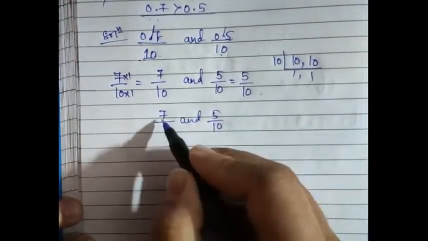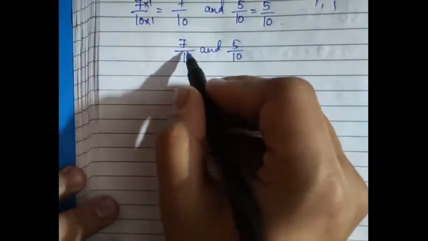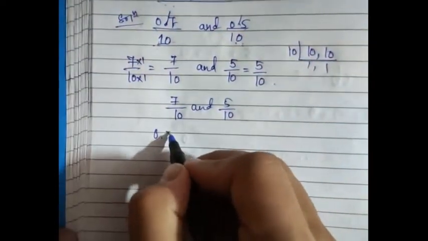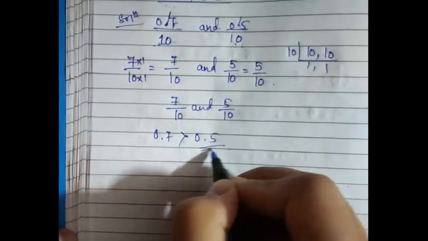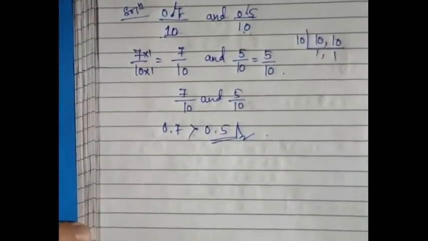Obviously, which one is greater? 7 is greater, so we can write 7 is for whom? 0.7. So 0.7 is greater than 0.5. I hope it is clear.